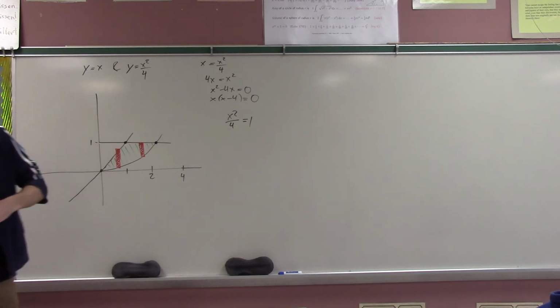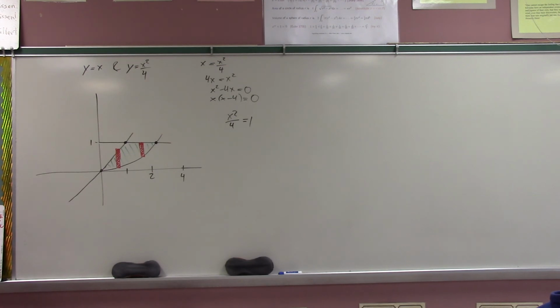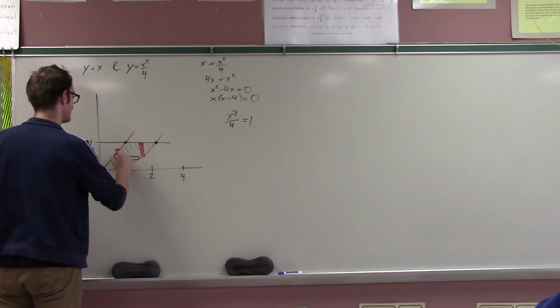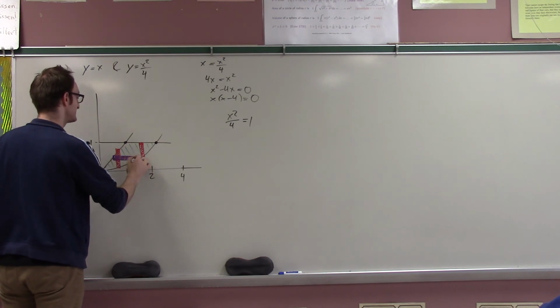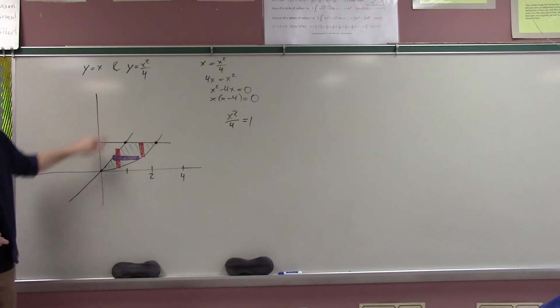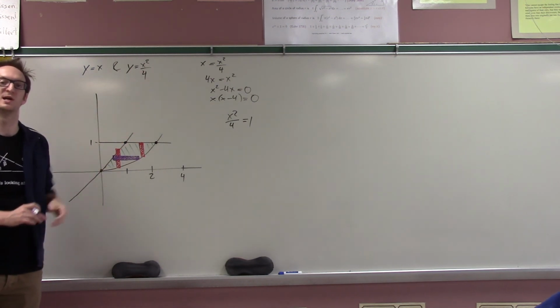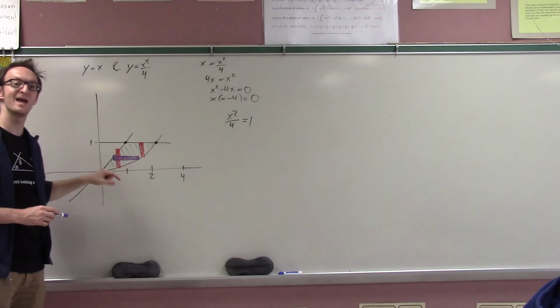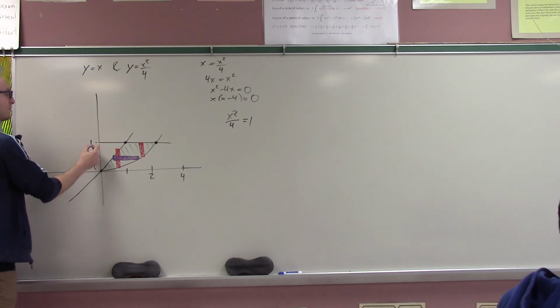But the real way to do this problem, which we're running out of time for, but you're just going to figure out on your own, is to go sideways. Why? Because if you go sideways, then the guy on the left is the line, and the guy on the right is the parabola. So what you're going to do is express x in terms of y and integrate with respect to y up the y-axis.